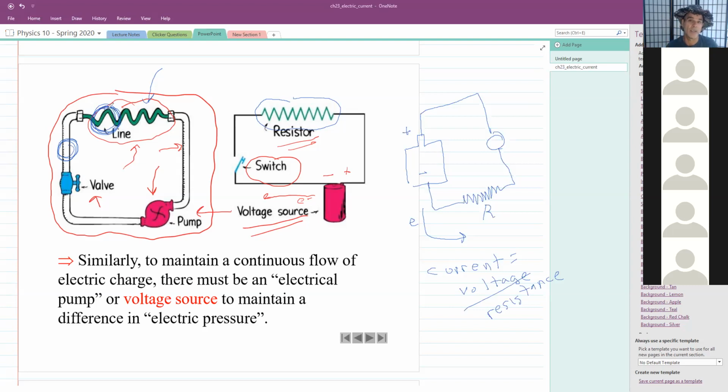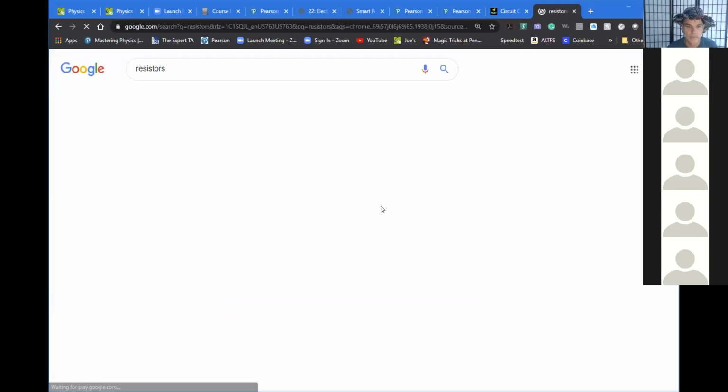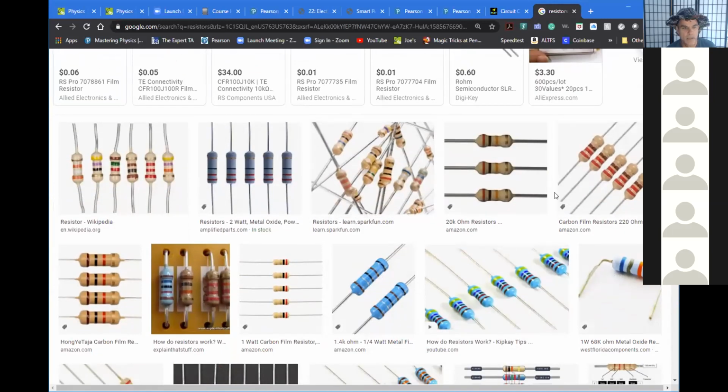If I want a lot of current, then I don't want very much resistance. If I want a little current, then I want a much bigger resistance. And so if I wanted to decrease how much current was flowing here, I could add a resistor into the circuit. Can you give an example of a resistor that would be used? Let me see if I can. Let's do a Google search for resistors. Images. Okay, can everybody see this? Yeah. Okay, so these are basically what resistors look like.